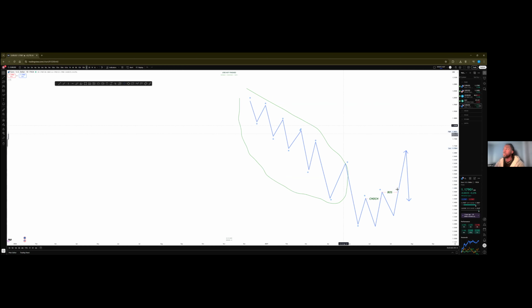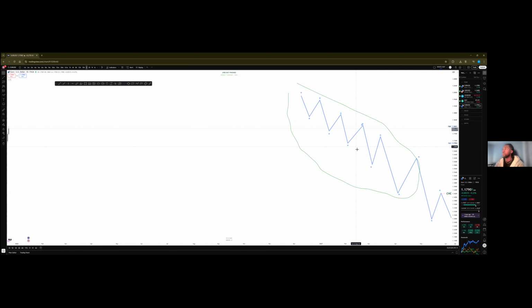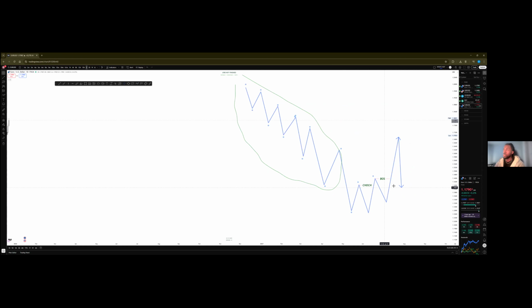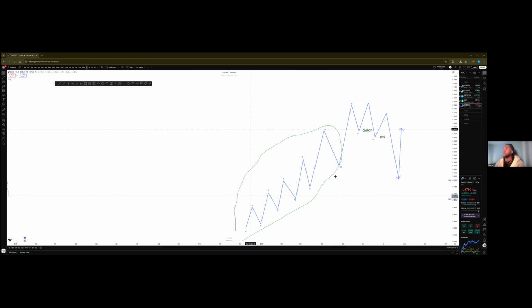So this is your understanding of change of character to a break of structure. It's pretty much that simple. It's nothing too deep. Same thing for a bullish price action.